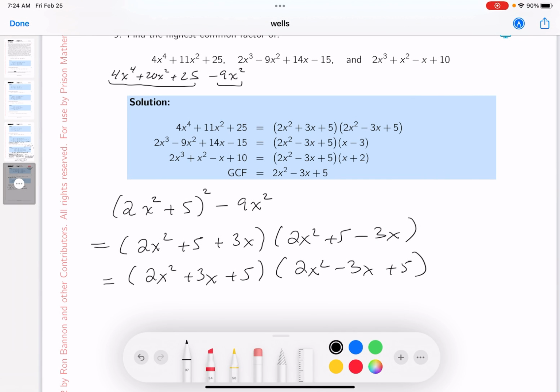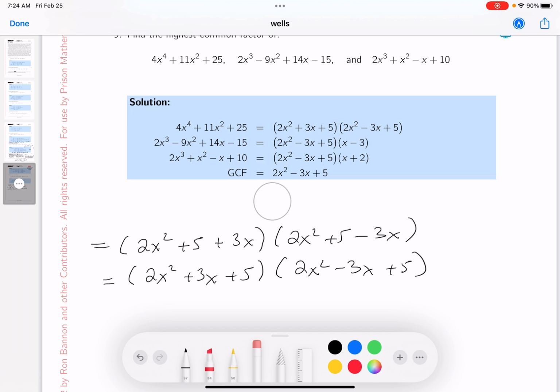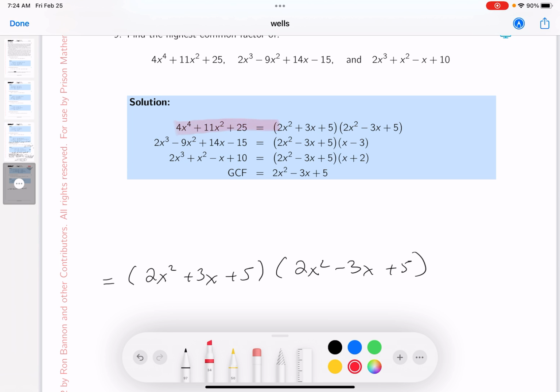So let me get my eraser out. I'm going to start to erase things. I'm going to erase this here, this over here, and this over here. And I just want to tell you, all we did was factor the first one. Let's check it, see if we got it right. Well, I'm seeing the 2x squared plus 3x plus 5, 2x squared minus 3x plus 5. So I see that. So I need to move on to the next one.